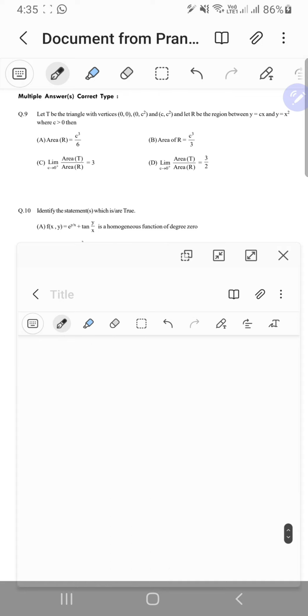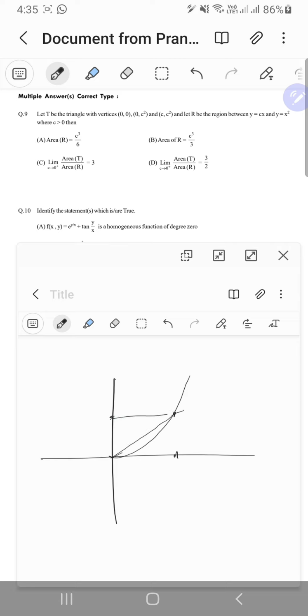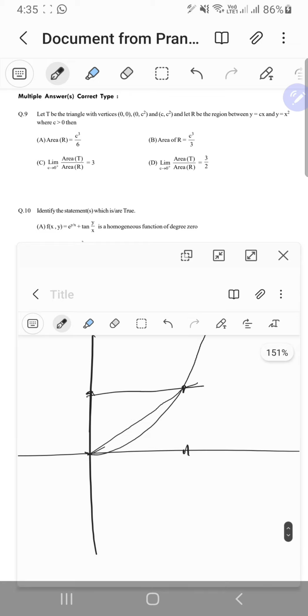Let's draw this neat and clean once again. This is our y equal to x squared thing. At c, this is c squared. Then you got 0, c squared over there. Then you want to take this triangle, right? Okay, so this is our triangle T. What did they say? R is the region between this. This is R, this is T.